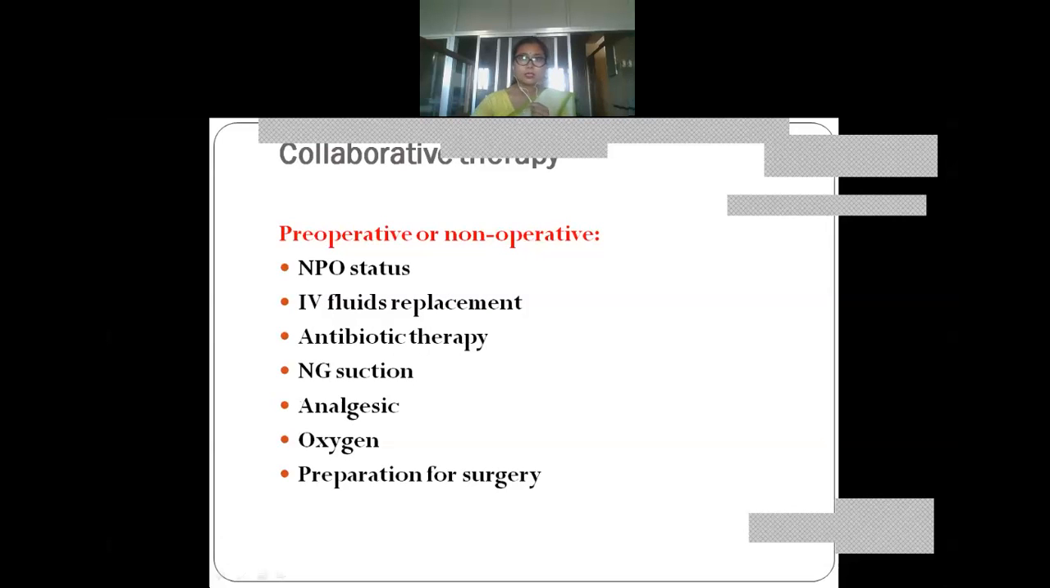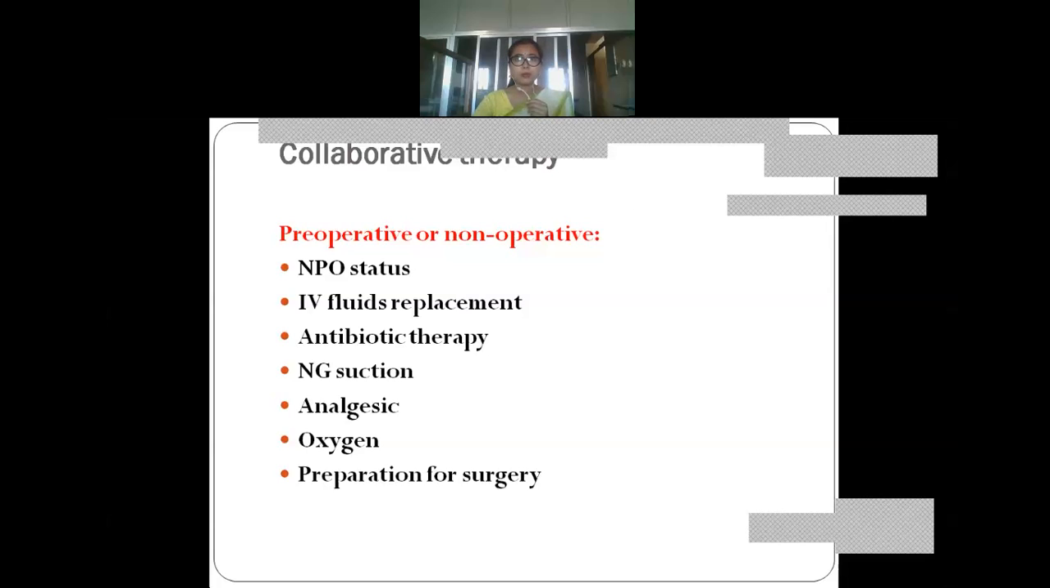And then let's come to the management part. Collaborative therapy is divided into preoperative and postoperative. Preoperative means before performing the surgery. And for peritonitis, the surgery mainly depends on the cause. For example, if the peritonitis is caused by rupture of the appendix, then the surgery to be performed for the patient is appendectomy. So it depends on the cause.